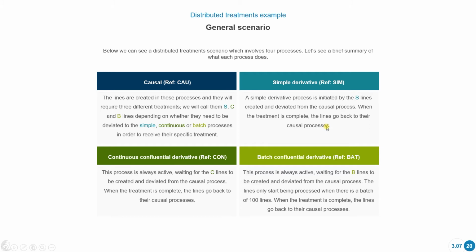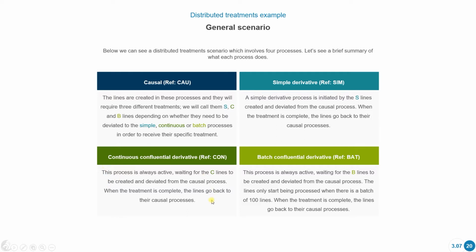Then let's talk a little bit about the simple derivative class of process. This one is initiated each time we generate lines of the type S. Okay, so we have a one-to-one relationship. In the causal process, we create certain lines of the type S, and they're deviated to a start message event in this class of process. When the treatment is complete, these lines go back to their source, to the process in which those lines were created. So they're going to go back to this one here. Okay, so this first example is quite simple. We have lines that are generated here, they're sent to this other process, and once they've been treated, they go back to their causal process.